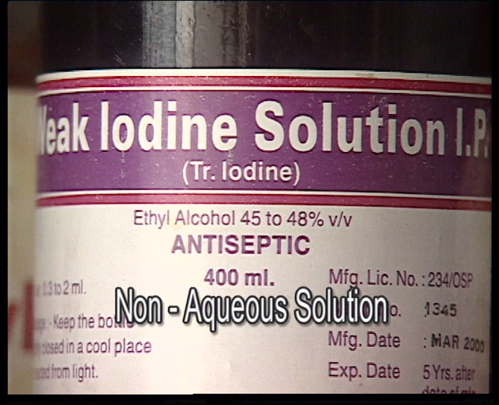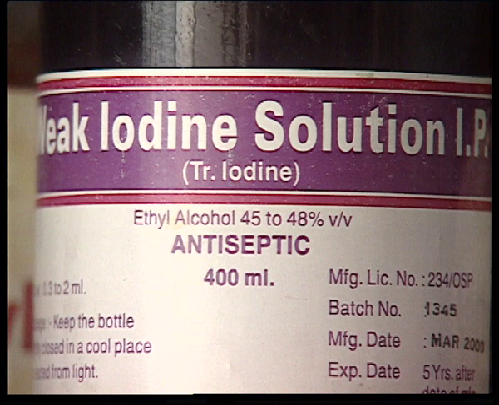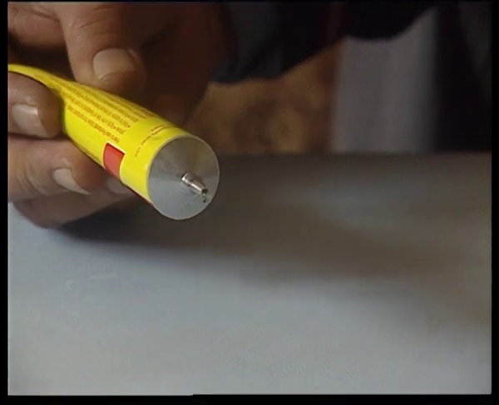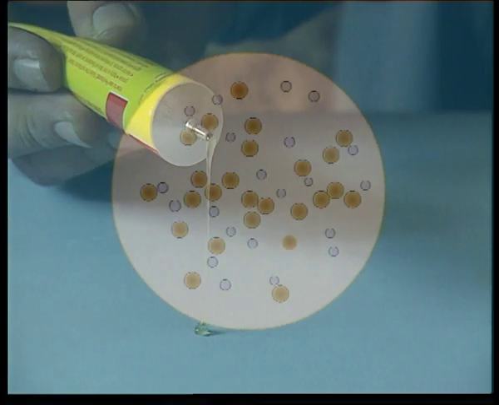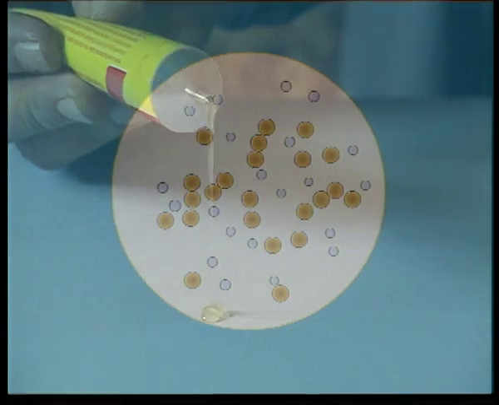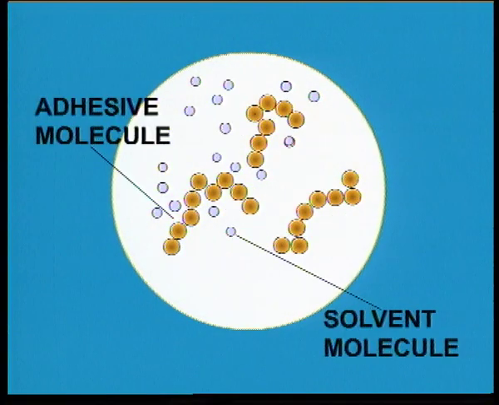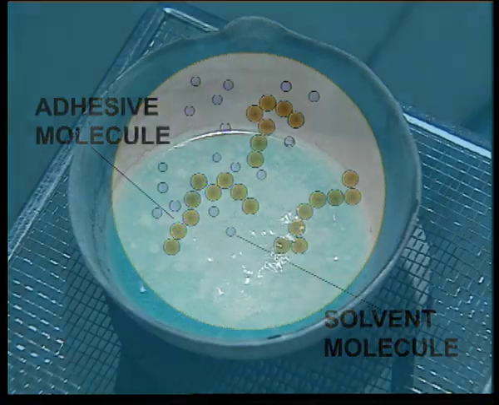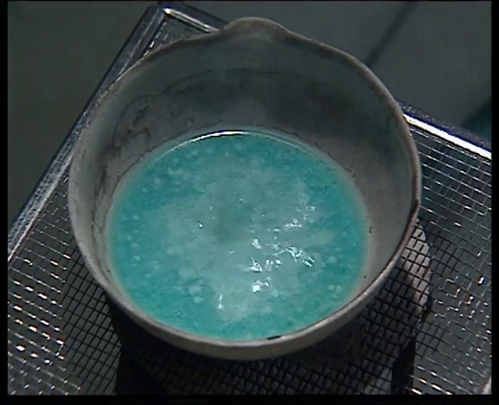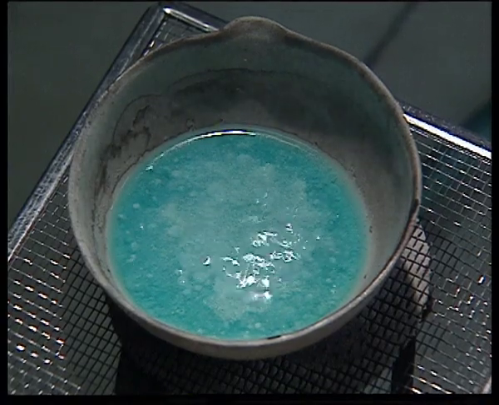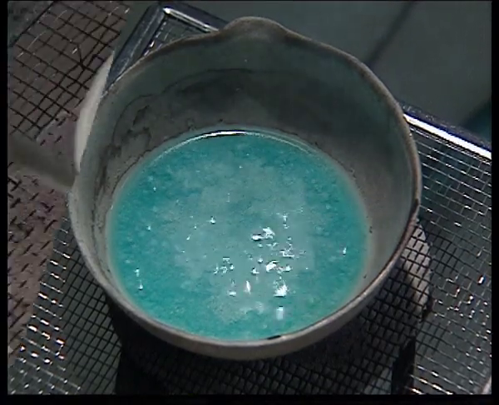This is iodine dissolved in alcohol. Tincture of iodine is used commonly as a medicine. Some types of glue are dissolved in an organic solvent like acetone. When the solvent evaporates and the glue dries, it leaves behind a sticky solid that binds the surfaces together. When a solution is heated and the solvent evaporates, the solute is left behind.